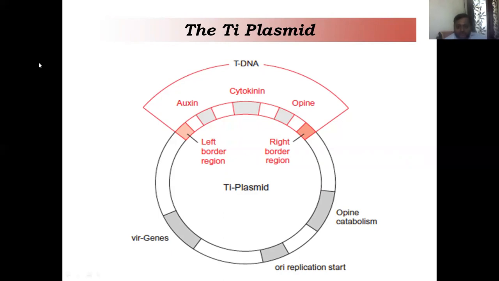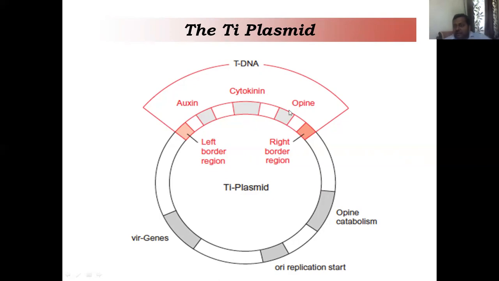So you see this Ti plasmid. It has the Vir genes, which are spread over about 30 kb of region. You have the origin of replication start site. You have the opine catabolism genes present here. Apart from these, the major components of the Ti plasmid, inside the tDNA you have the left border and right border, as I mentioned, LB and RB. You have the auxin biosynthetic gene, the cytokinin biosynthetic gene, and the opine biosynthetic gene. So the opine biosynthetic gene is present inside the tDNA.